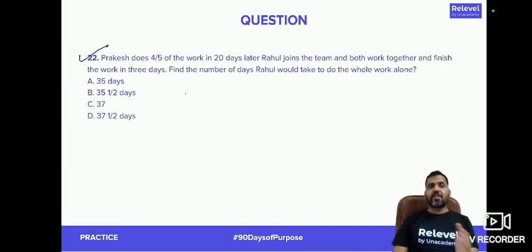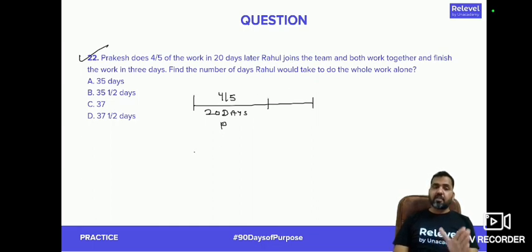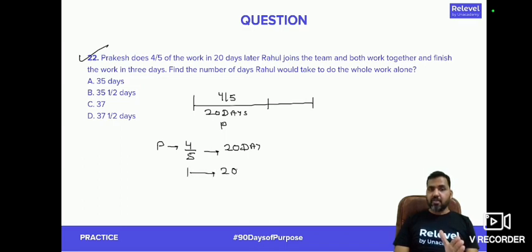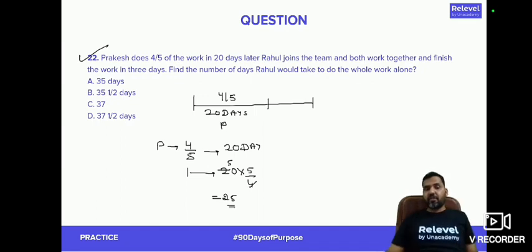Question number 22 says that Prakesh does 4 by 5 of the work in 20 days. So it's given that in the first 20 days, Prakesh is working and 4 by 5th of the work is done. So he will do the whole work in 20 into 5 by 4, that means he can do the whole work in 25 days. That means if he had worked 5 more days, he would have finished the work.